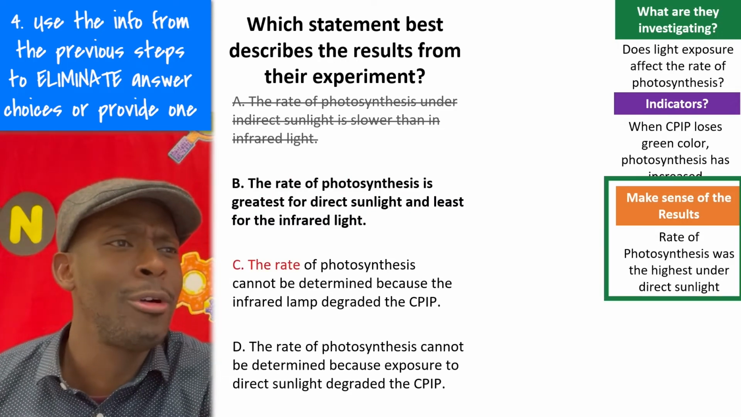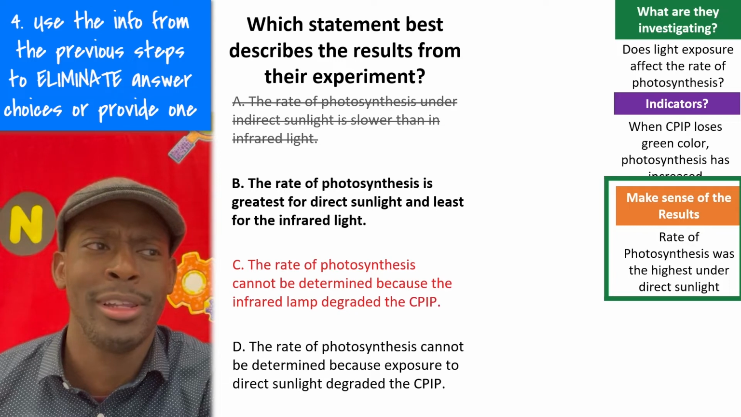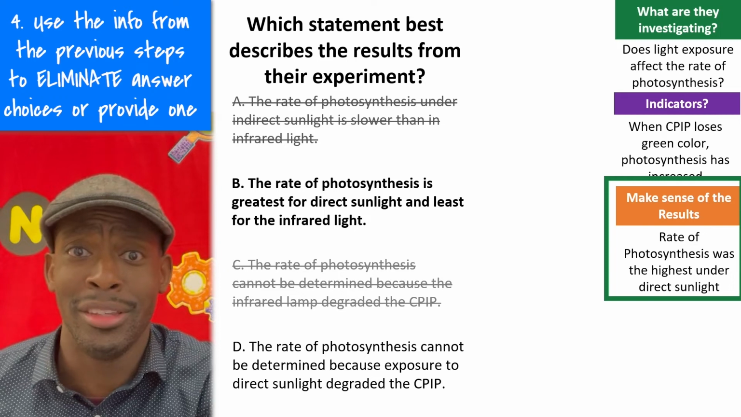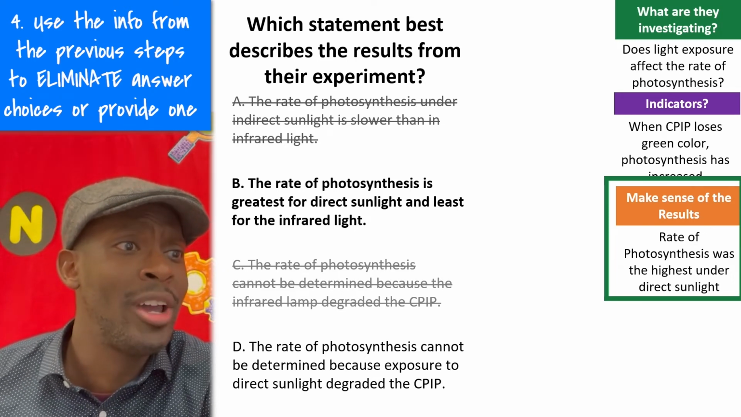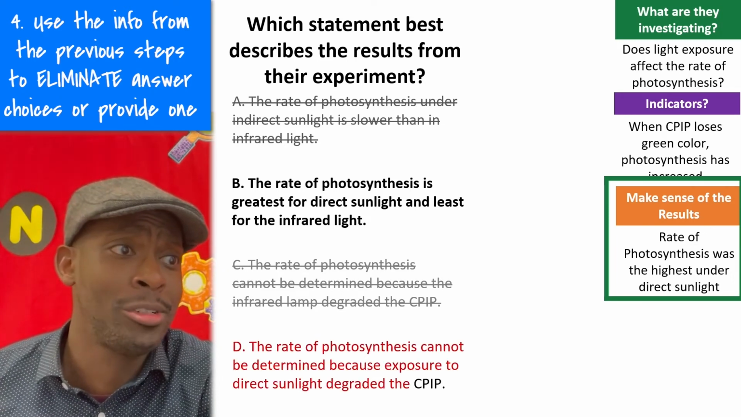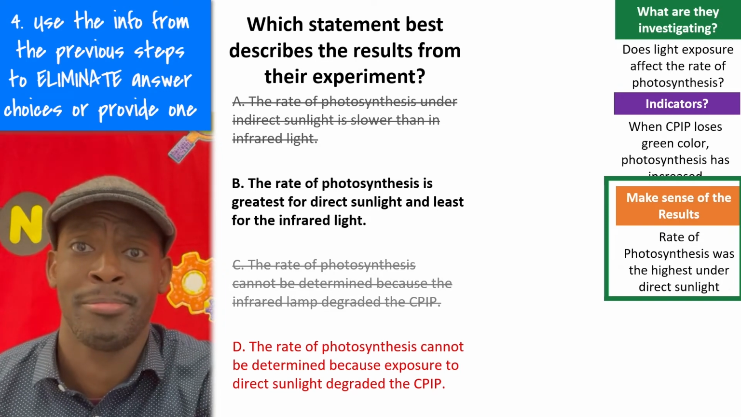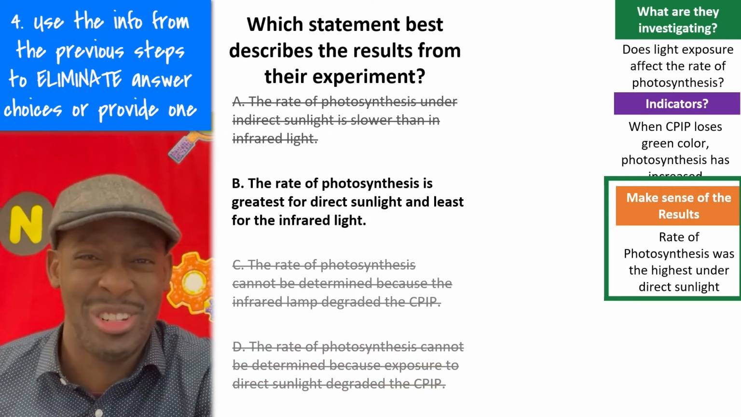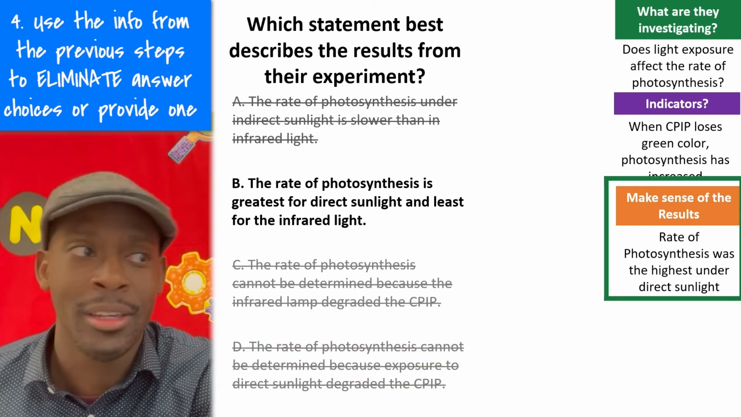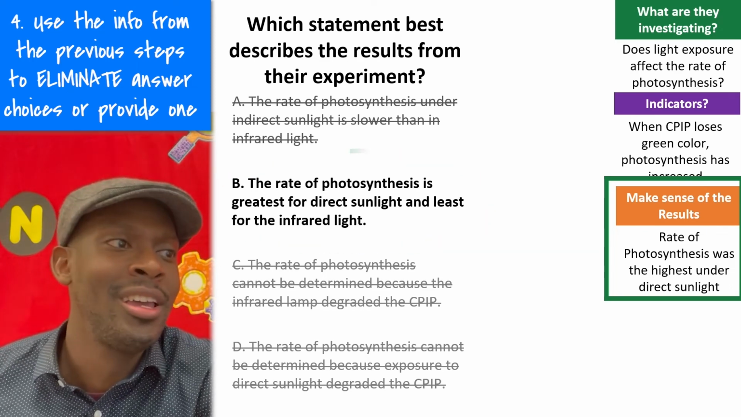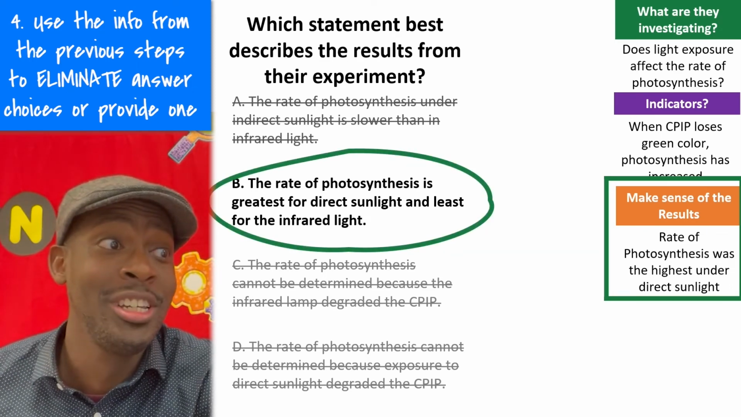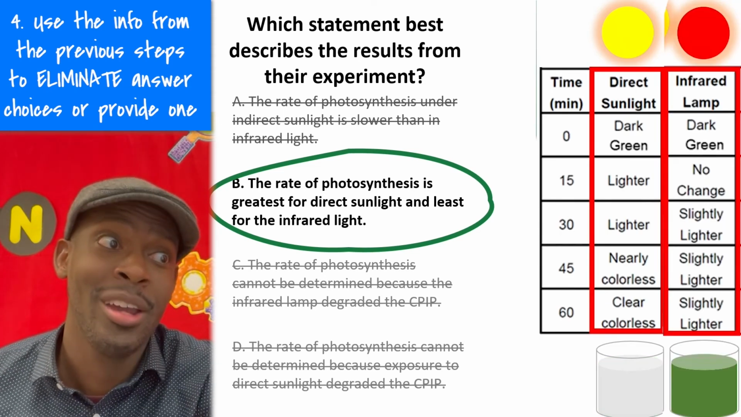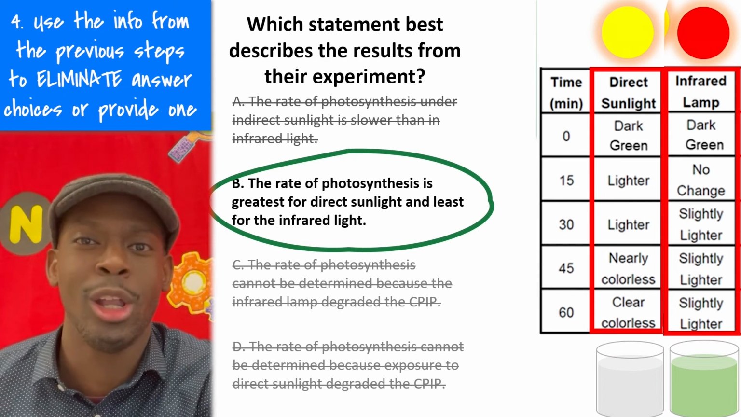C, the rate of photosynthesis cannot be determined because the infrared lamp degraded the DPIP. There's no evidence of that in the data or the passage. D, the rate of photosynthesis cannot be determined because exposure to direct sunlight degraded the DPIP. That is not evident in the passage, and the data actually contradicts this. So we're going to go with B. The rate of photosynthesis is greatest for direct sunlight because under direct sunlight, it lost all of its color. And under infrared, it only got slightly lighter, which indicates a lower rate of photosynthesis.